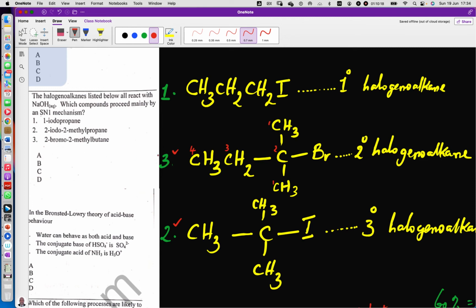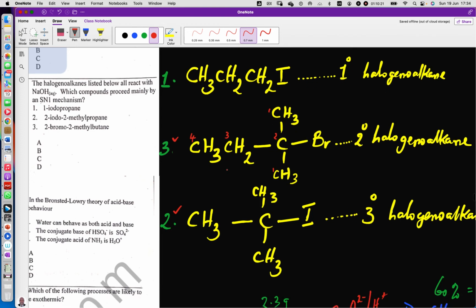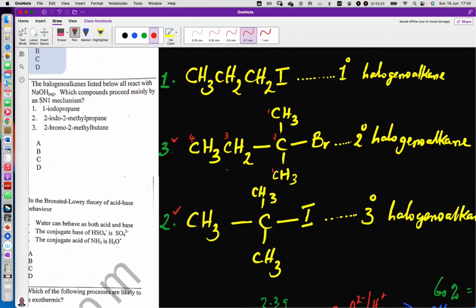So this is for number 3. This is still a tertiary halogenalkane. It is a tertiary halogenalkane.